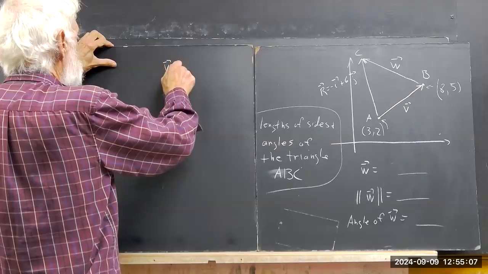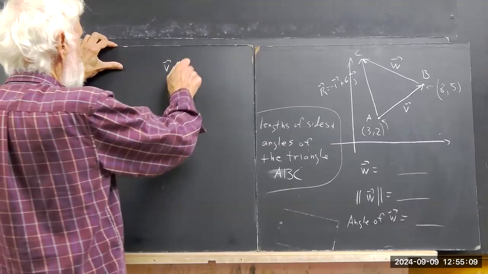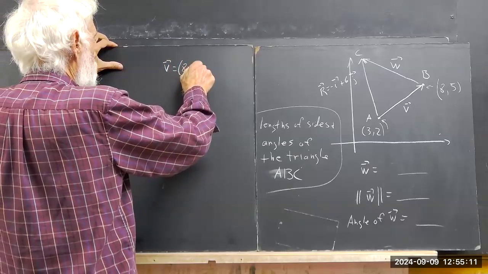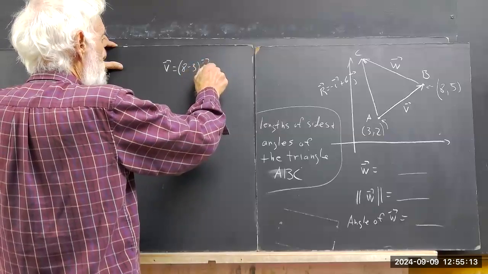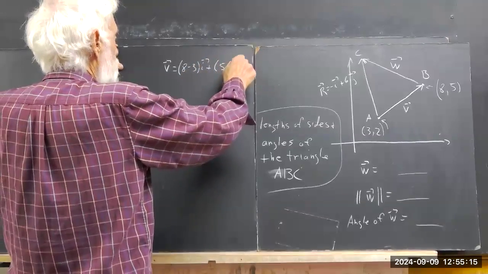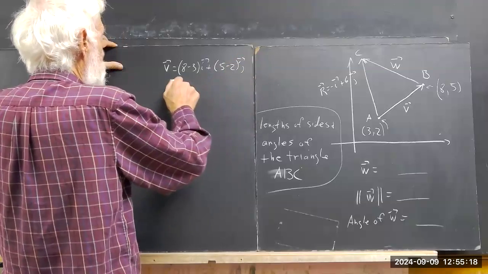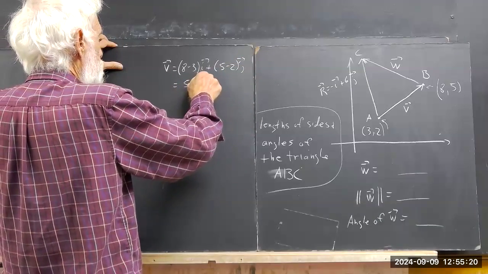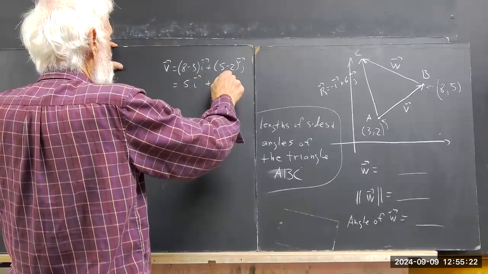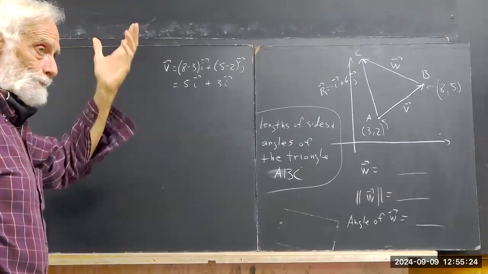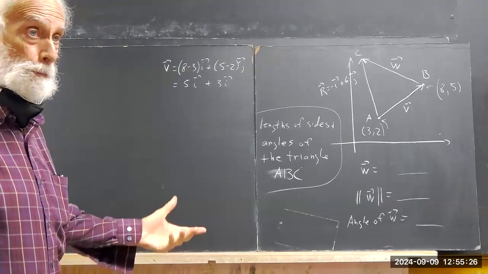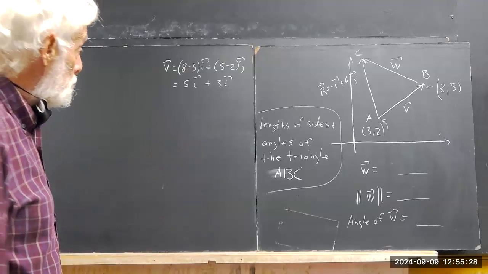B equals 8 minus 3i plus 5 minus 2j. If I do my arithmetic correctly, it's 5i plus 3j. Right? Do we agree? Whatever we got. Okay.